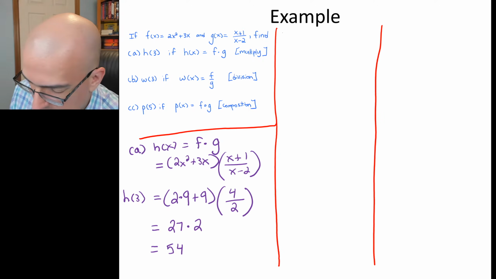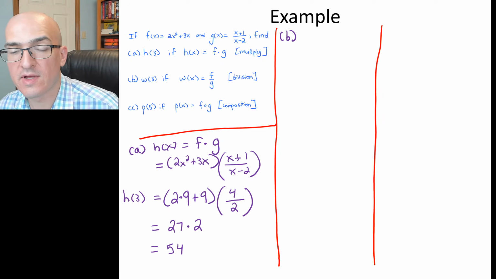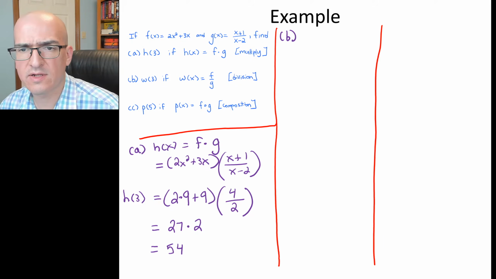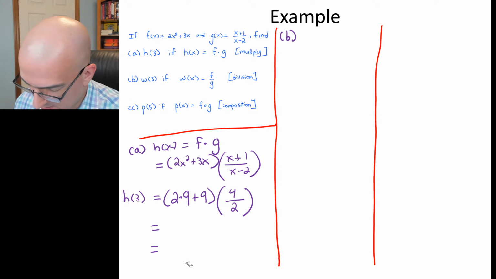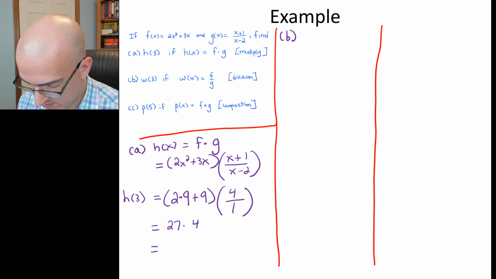Part B. This time we're asked to divide f and g and then plug in 3. And there's a shortcut here that we could use, but oh, did I plug in? Oh, I messed up. Oops, I'm sorry. I messed that up. What is 3 minus 2? It is 1. So I have 27 times 4, which is 25 times 4 plus 2 times 4, 8.